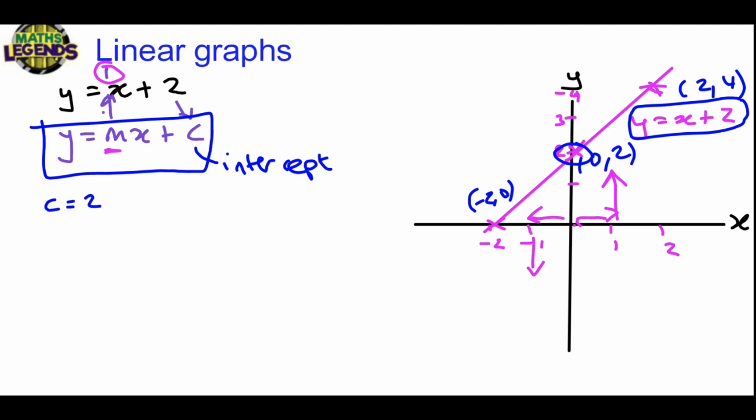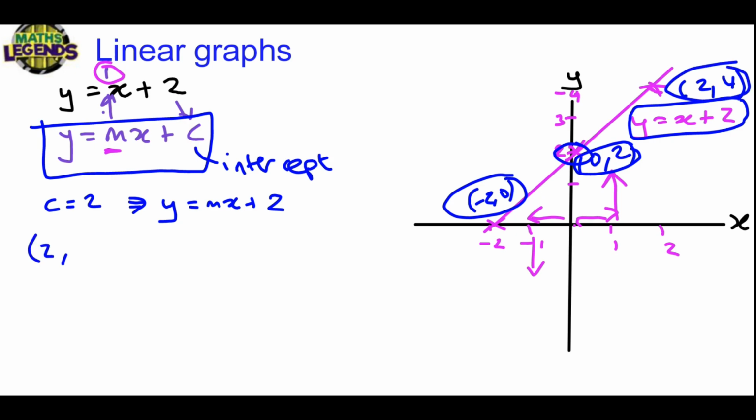And then we can rewrite our equation as y equals mx plus 2, and use any of the coordinates that we know, 1, 2, or 3, any of those as they are on the straight line. So let's go with 2 and 4. So that means that the y value is 4.